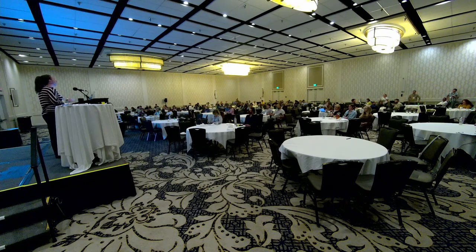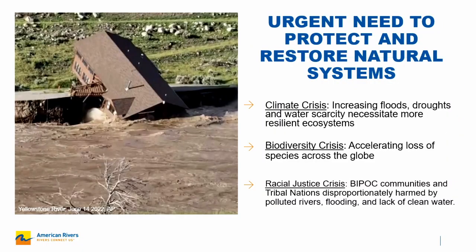At American Rivers, we are focused on trying to address three urgent crises that we believe are impacting our rivers. First is the climate crisis, increasing floods and droughts and water scarcity. This is a picture actually just from yesterday. If y'all didn't hear, on the Yellowstone, there's terrible flooding happening in Montana. All of Yellowstone National Park is closed, because it's been pretty tragic.